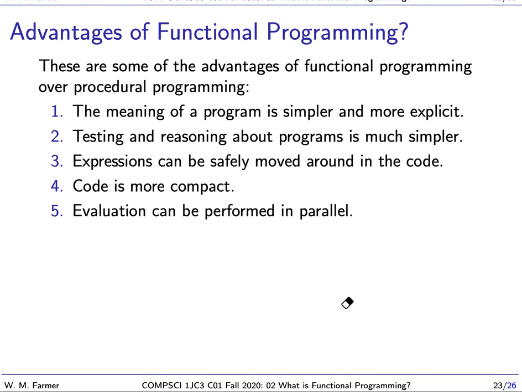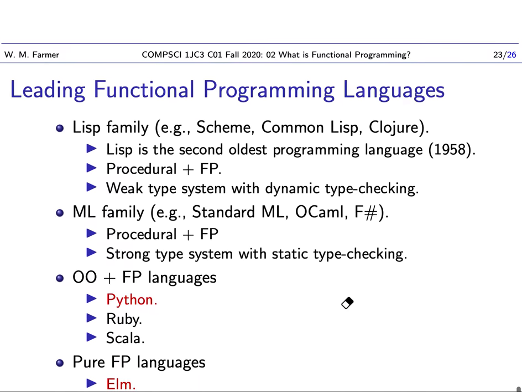Also, we have an advantage that the code is going to be more compact. Sometimes it's amazingly compact. And because evaluation is done without having side effects, evaluation can be performed in parallel. So if we were applying a function to several arguments and we wanted to evaluate the arguments first, we could evaluate those arguments, for example, in parallel. Okay, so these are the advantages of functional programming.